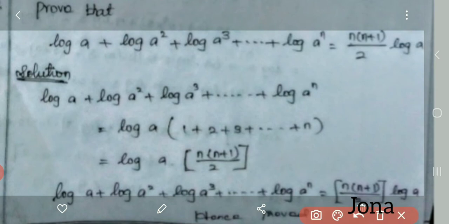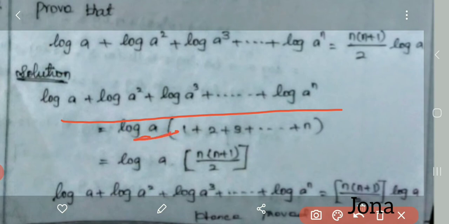log a plus log a square plus log a cube plus etc. plus log a power n equal to n into n plus 1 by 2 log a. Take the left hand side: log a plus log a square plus log a cube plus etc. plus log a power n. I want to take log a as a common factor, so log a is here.